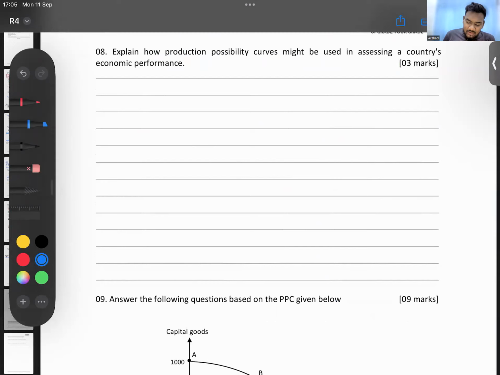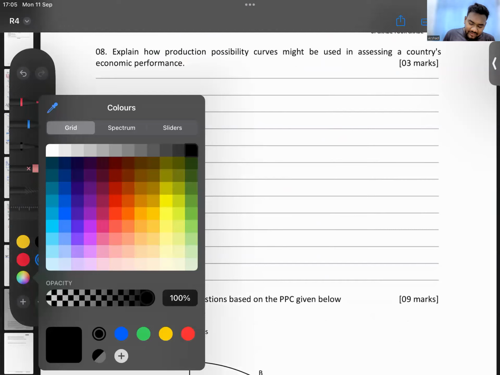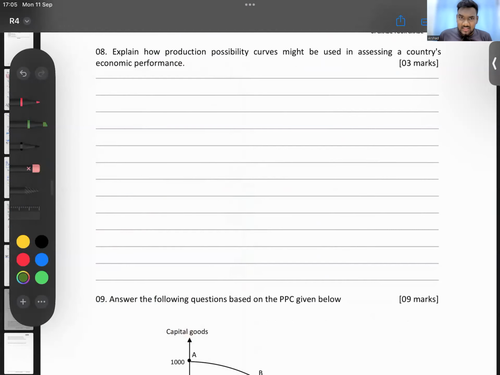Yes, what do you think about this? It's a bit of a different question. They're asking, explain how production possibility curves, PPCs, might be used in assessing a country's economic performance. How can we use a PPC to assess a country's economic performance?